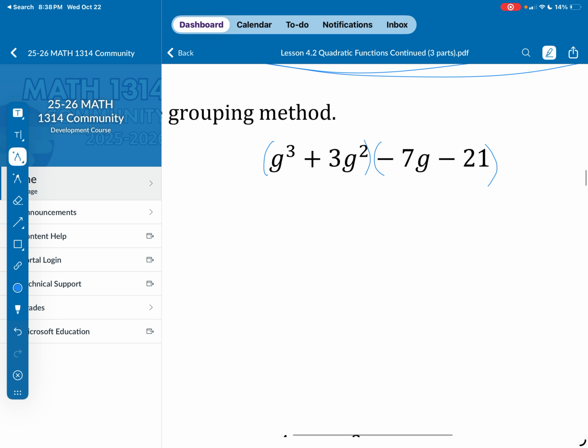So I'm going to ask myself what's in common between g to the third and 3g squared. What's in common there is g squared. So g to the third, I'm dividing it by g squared, or you can think of it this way if this helps you: if I had 3 g's and I take out 2, I'm left with 1. If that helps you to say it that way, that's fine. And then I have 3g squared, and I had 2 g's and I'm taking out 2, so I'm just going to be left with my 3.